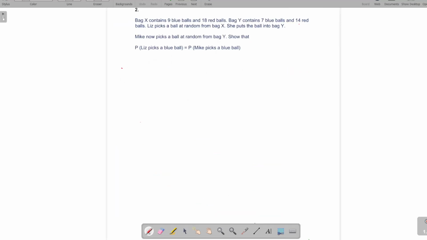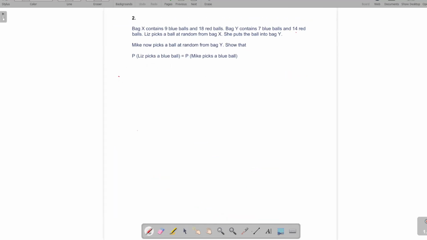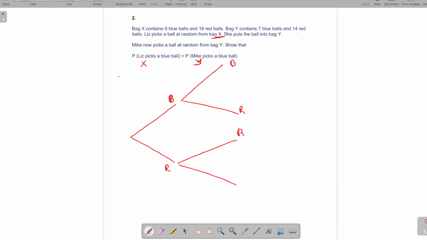Let's move to question 2. Bag X contains 9 blue balls and 18 red balls. Bag Y contains 7 blue balls and 14 red balls. Liz picks a ball at random from bag X. So let's put that in the diagram first. That's X, that is Y, that's red. We'll put blue at the first. Blue, red, blue, red, blue, red.